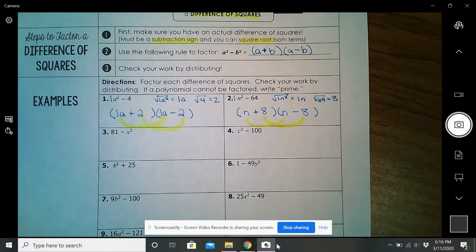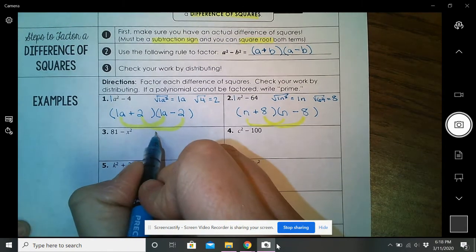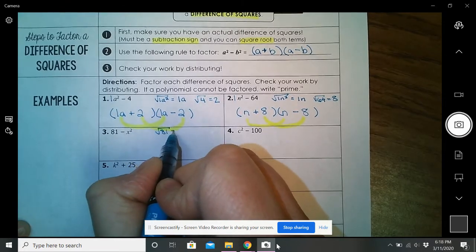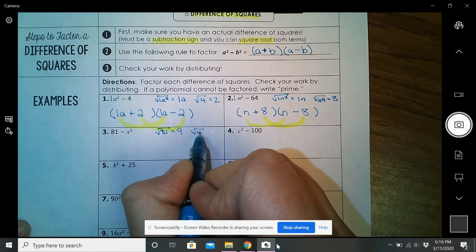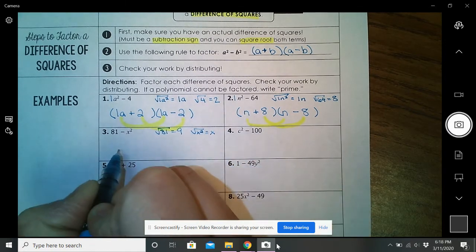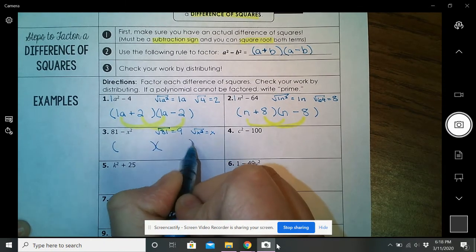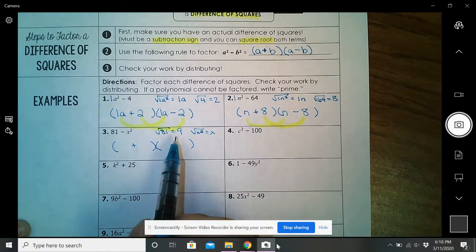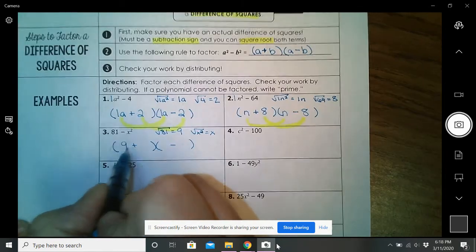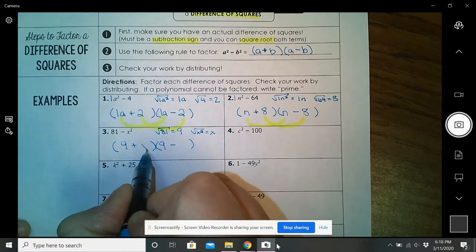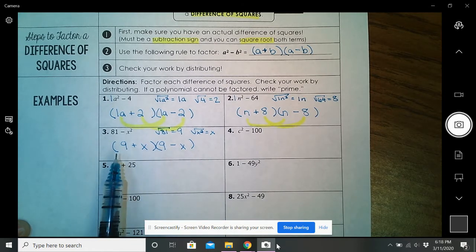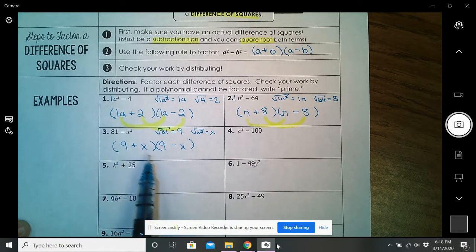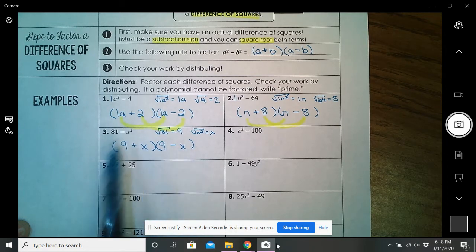All right, don't be freaked out by number 3. It's still a difference of squares. There's a minus sign here, and we can take the square root of both terms. The square root of 81 is 9, and the square root of x squared is just x. So we set up our factors with a plus and a minus in it following this pattern. And in slot number 1, we put a 9, and in slot number 2, we put an x. And then check your work. 9 times 9 is 81. x times negative x is negative x squared.